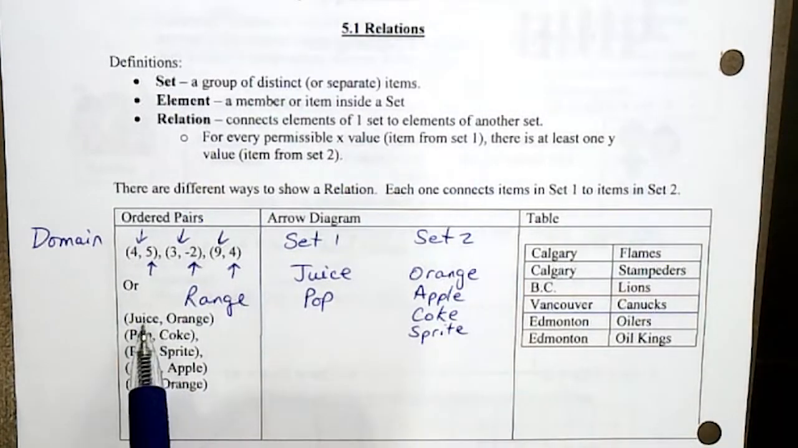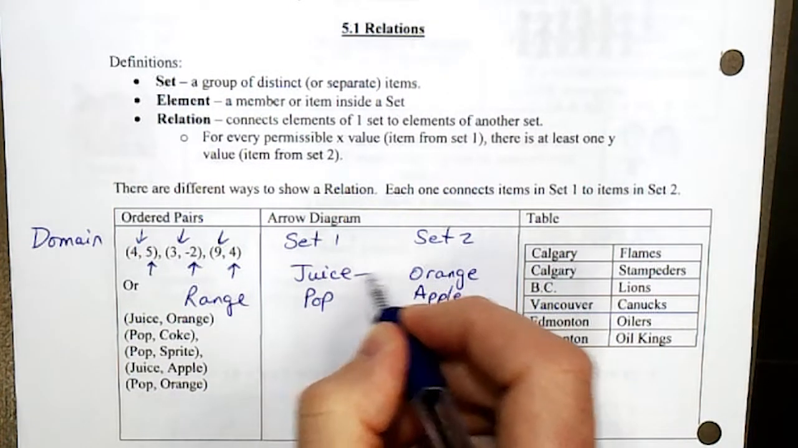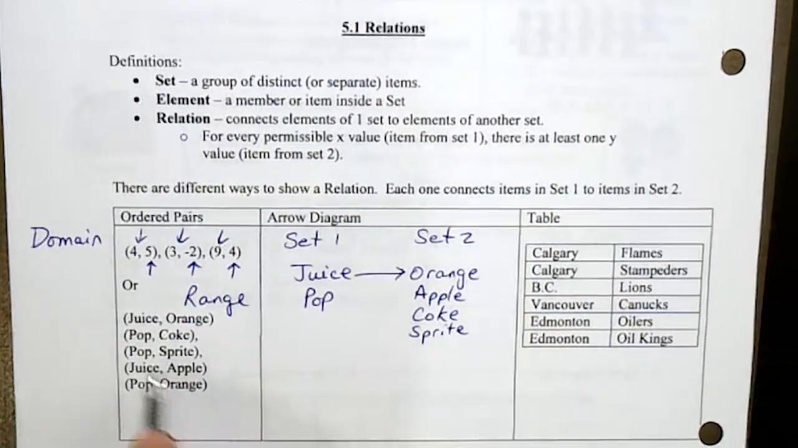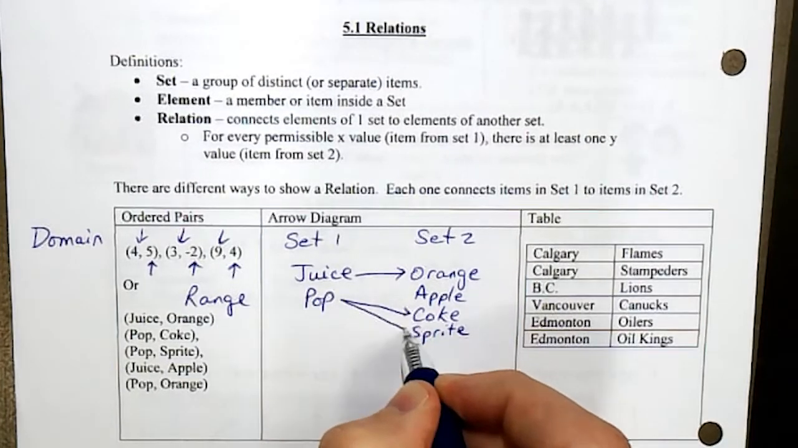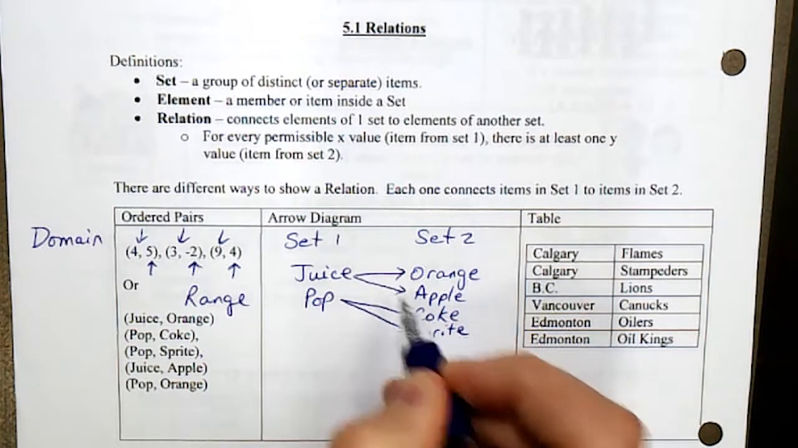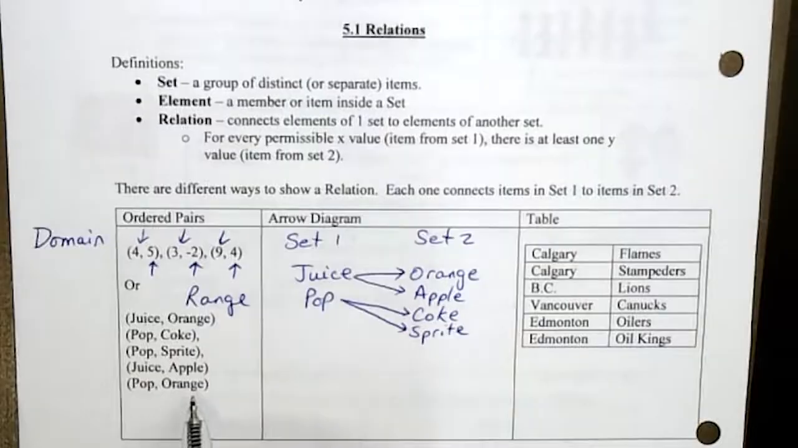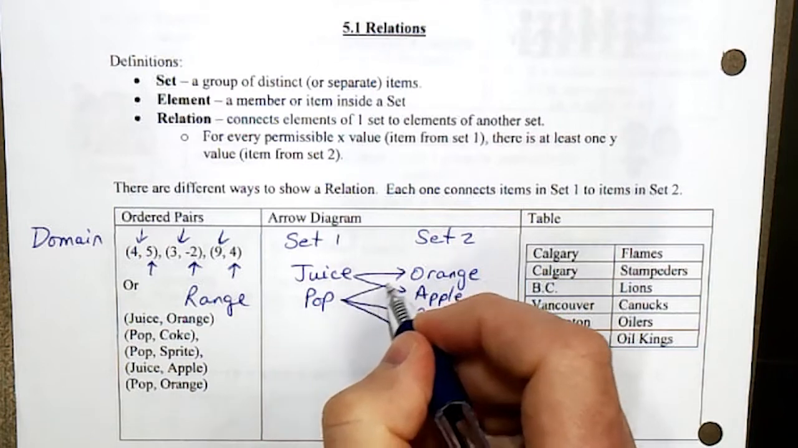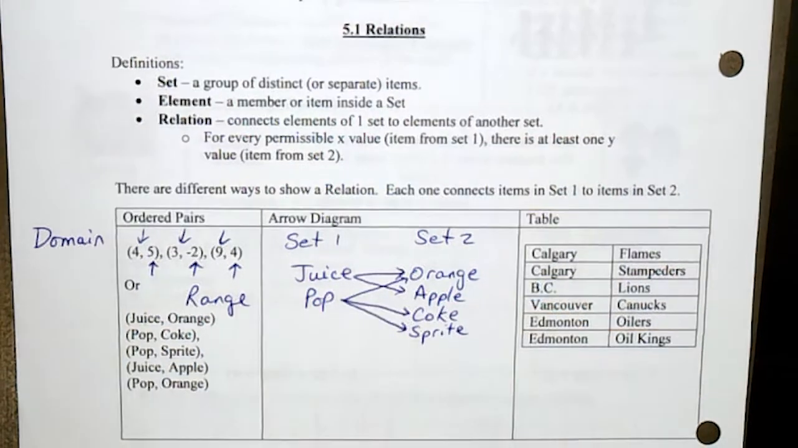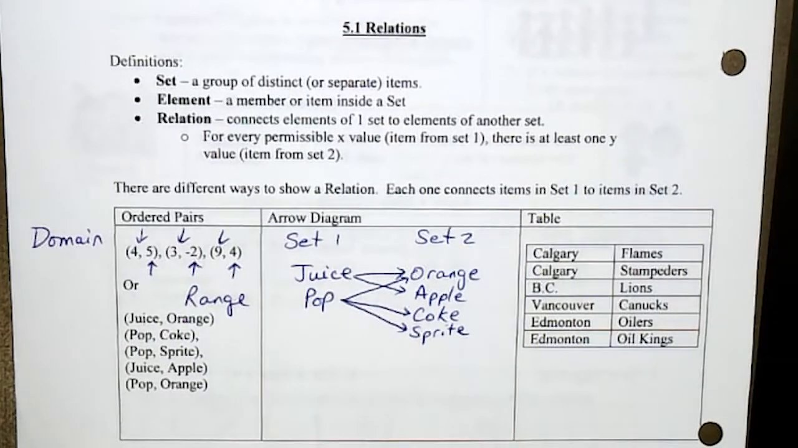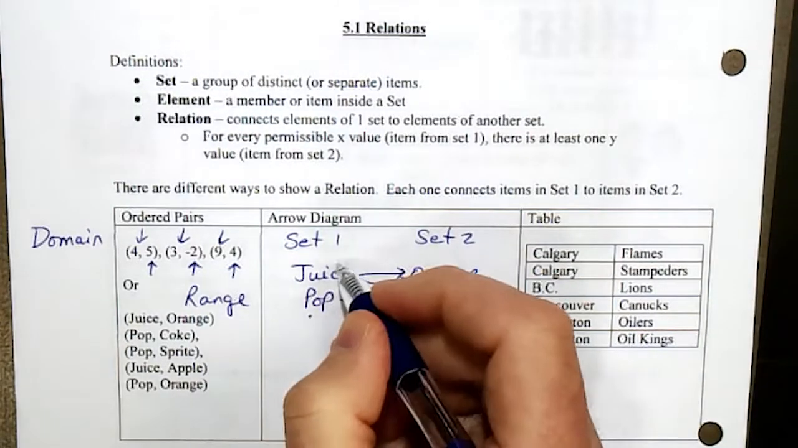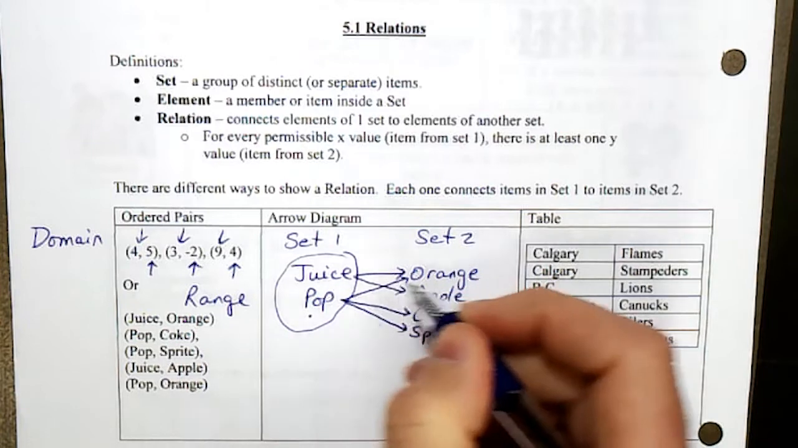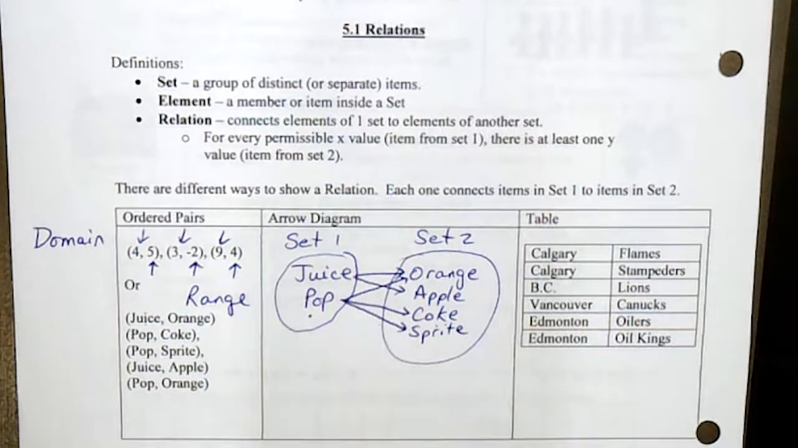Now what I need to do is for each item, I need to map or connect them. So juice and orange, I connect them. Pop and Coke. Pop and Sprite. Juice with apple. And the final one, pop and orange. It's already been taken by juice, but we have a second one for a pop. So we are mapping set one to set two using arrows. And a lot of times we'll put circles around each set to separate them.